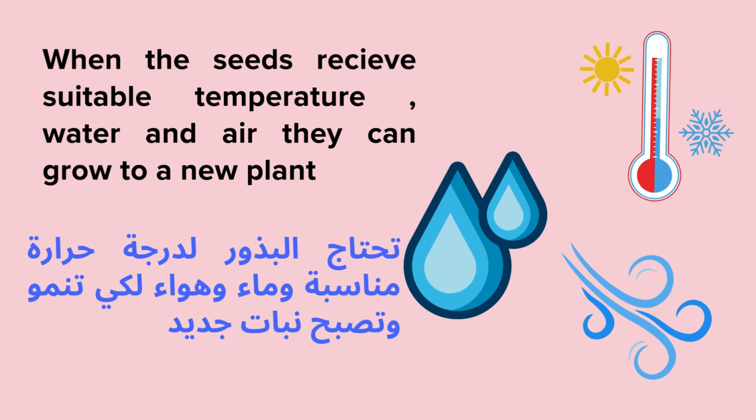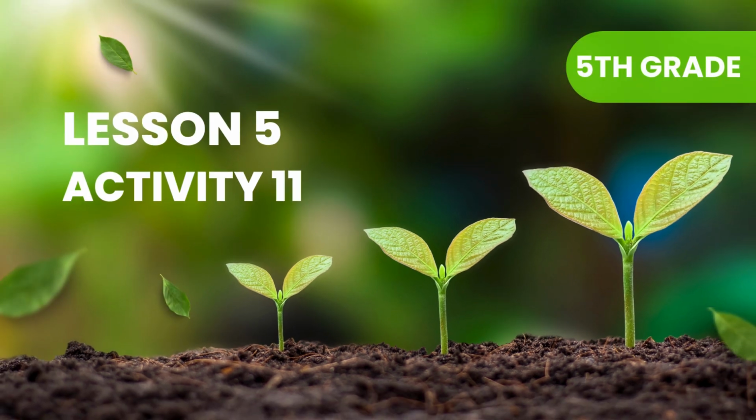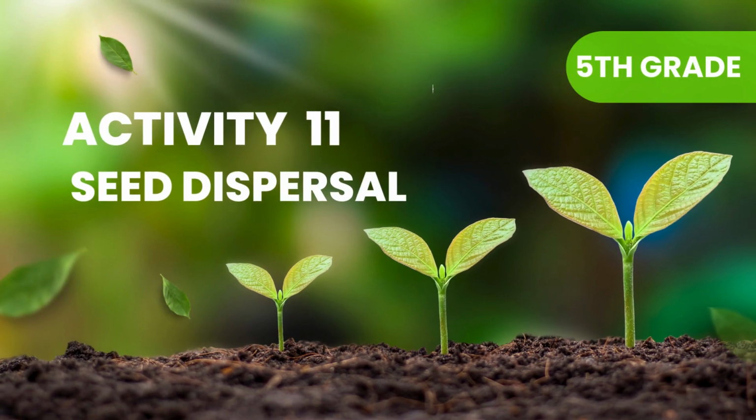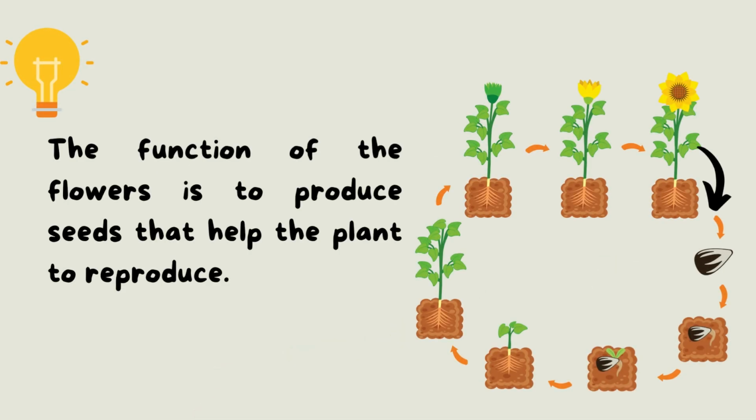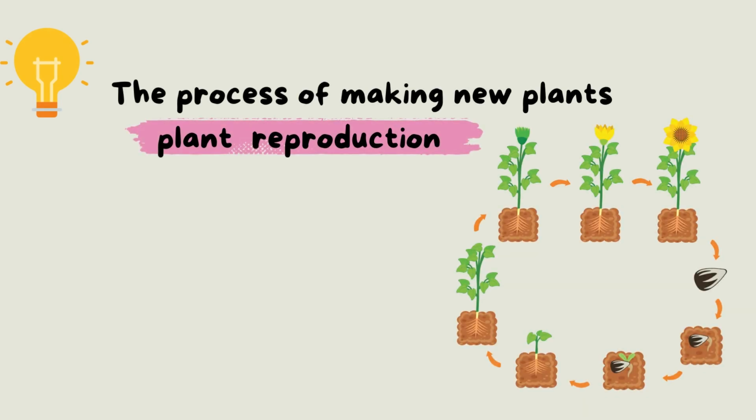Here, lesson 5, activity 11, seed dispersal. As we learned, the plants use the food they make to produce flowers, which are responsible for reproduction. And how? Because flowers produce seeds which grow and form a new plant. So the function of the flowers is to produce seeds that help the plant to reproduce, as we see here. And the process of making new plants is called plant reproduction.